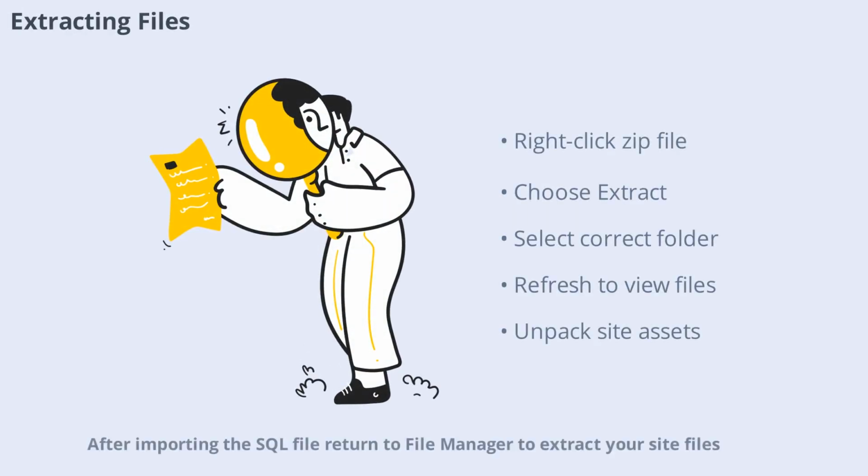After importing the SQL file, return to File Manager to extract your site files. In public HTML, right-click the zip file and choose Extract. Make sure you extract into the correct folder, either public HTML or a subfolder if you want your site at a specific URL. Refresh File Manager to see the extracted folders and files. This step unpacks all the code and assets your App Store needs to function.